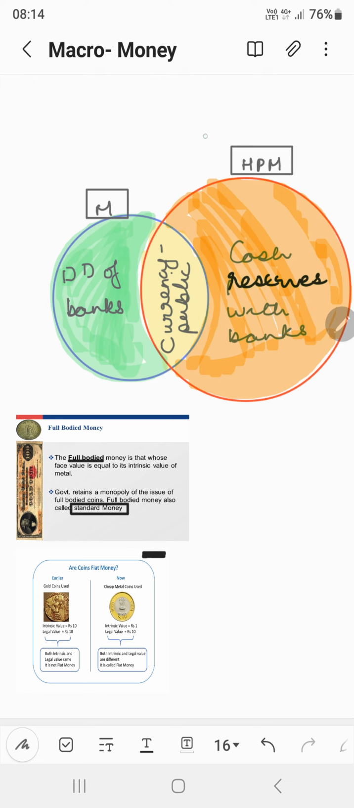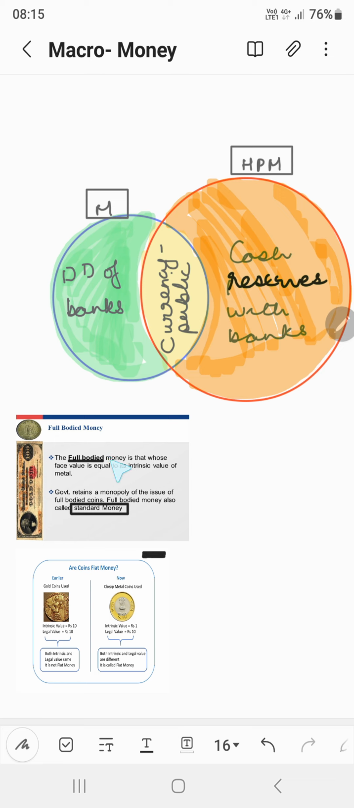Now the last thing which we need to explain is, this high powered money and money can be explained in terms of this Venn diagram, where currency with public is common to both money and high powered money, and demand deposits of banks is only a component of money, whereas cash reserves with banks is a component of high powered money, which becomes the actual basis for formation of money.